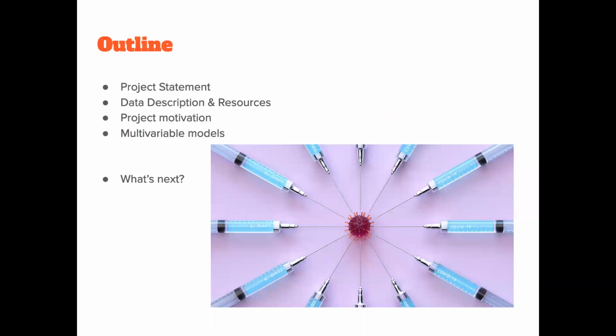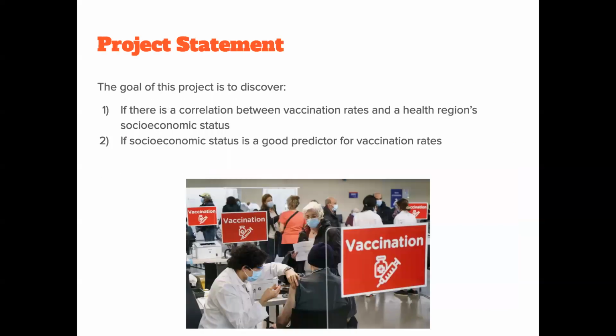So a bit of an outline. First, we're going to review the project statement, then go through the data description and resources, followed by project motivation, introduce our multivariate models, and then look over what is next.